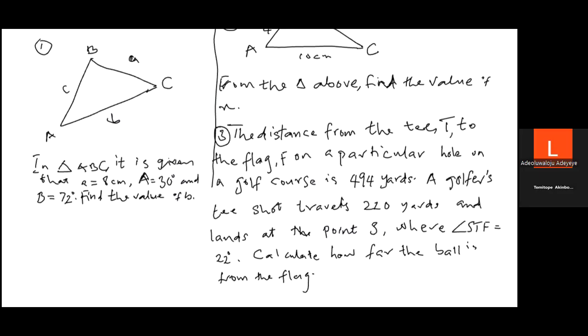Let me go through everything. The distance from the T to the flag F on a particular hole on a golf course is 494 yards. A golfer's tee shot travels 220 yards and lands at the point S, where angle STF equals 22 degrees. Calculate how far the ball is from the flag. So that's the question.